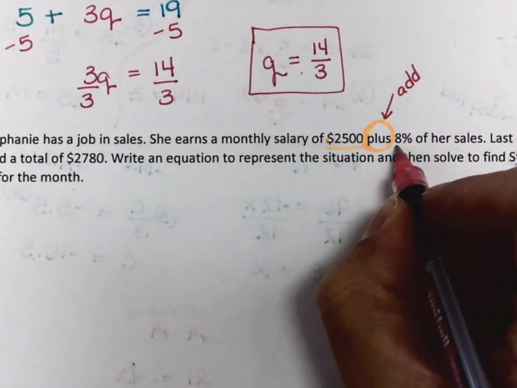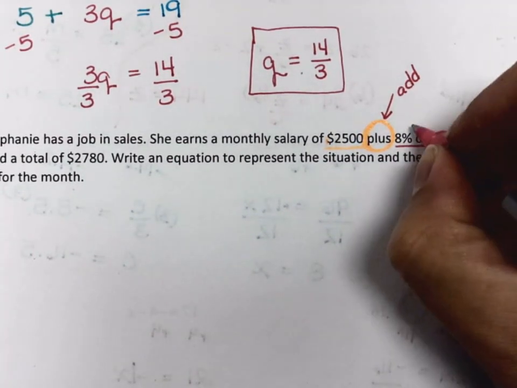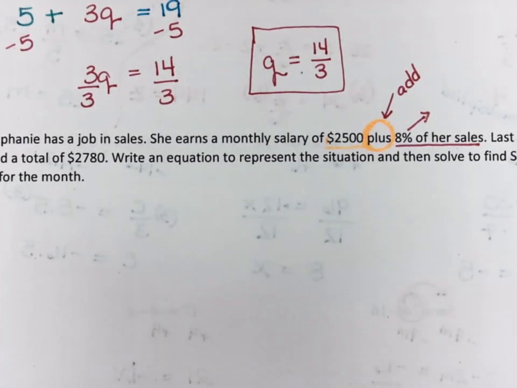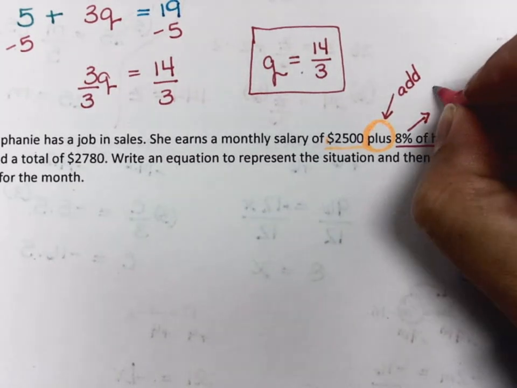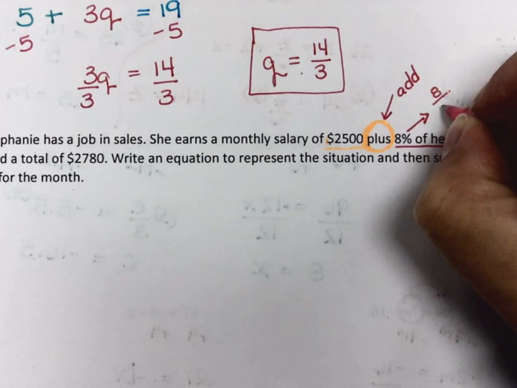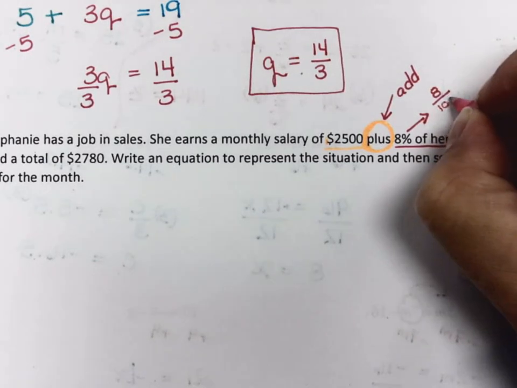8% of her sales, 8%. What does 8% look like as a fraction? We did that the other day. What's 8% as a fraction? What's the perfect number on a test? 100. So what is 8% going to be as a fraction? 8's going to be my top number. What's my bottom number going to be? 100, the perfect score.